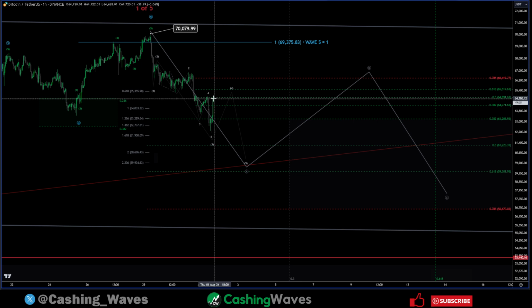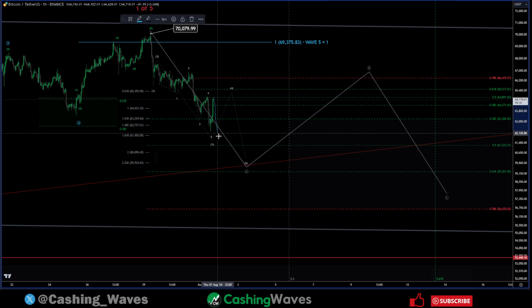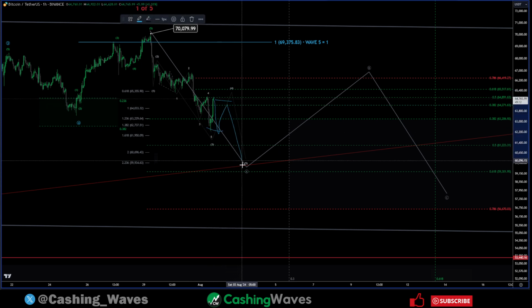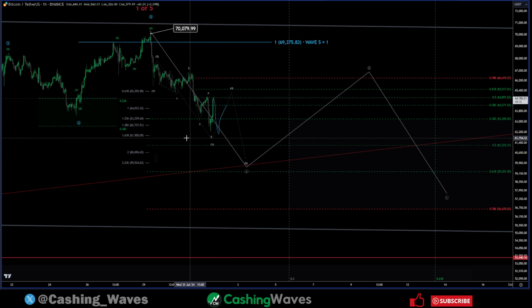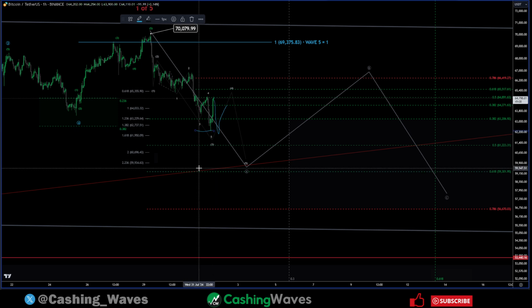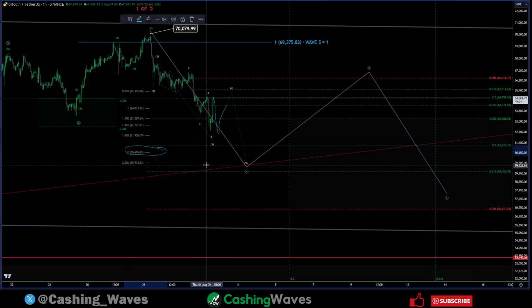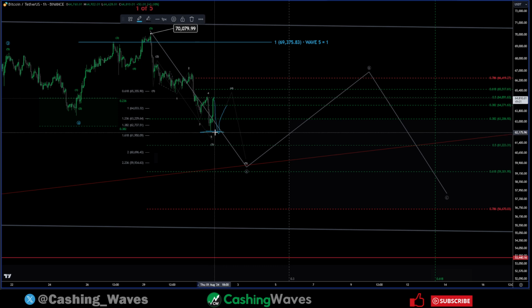We can also get some sort of running flat. I see 3 right now, but we could make 5 and invalidate this. Get some sort of running flat, get our 5th wave down. Target for that, we came up just shy of the 1.618, but it's around 61K. Just any point below this 3rd wave is fine.